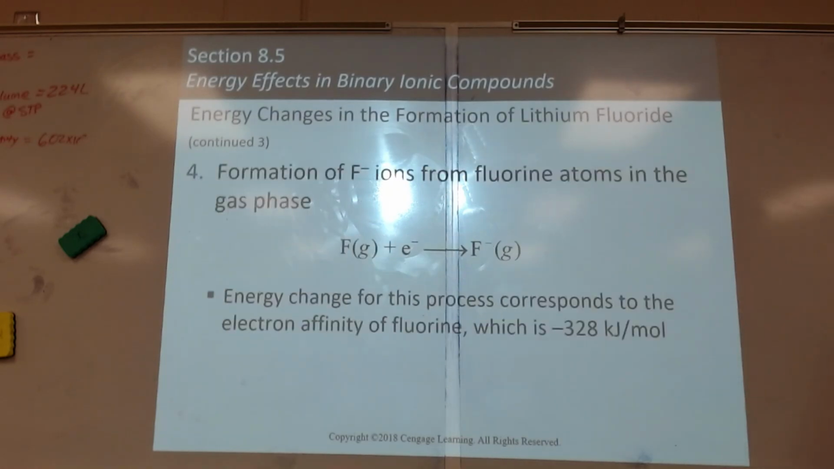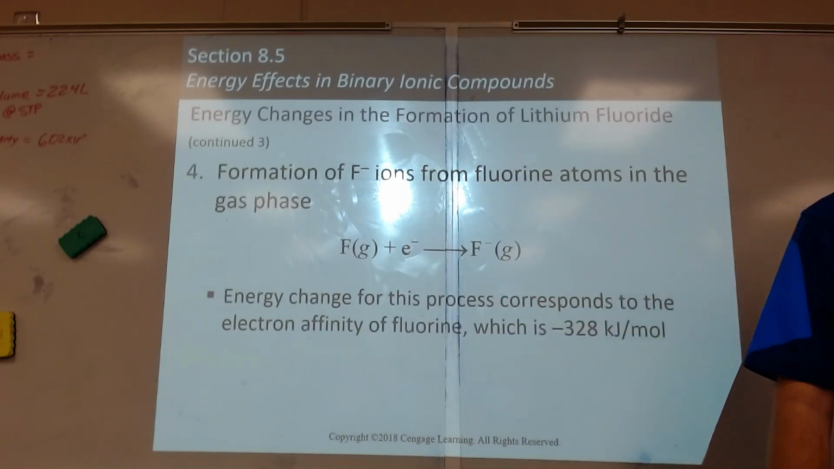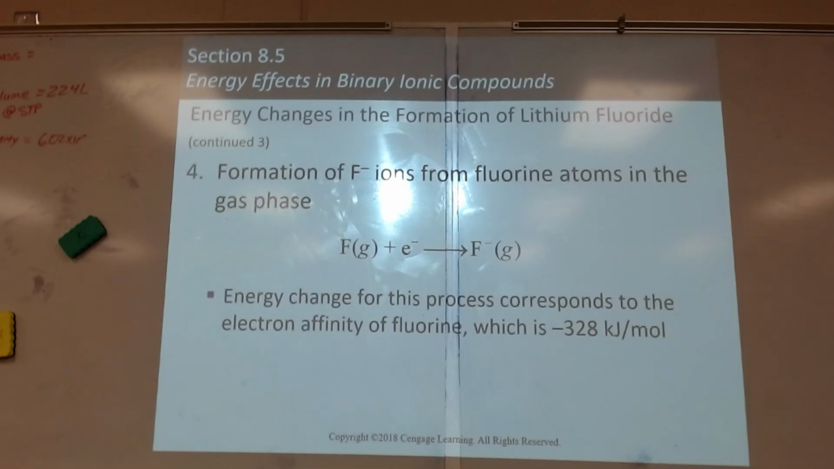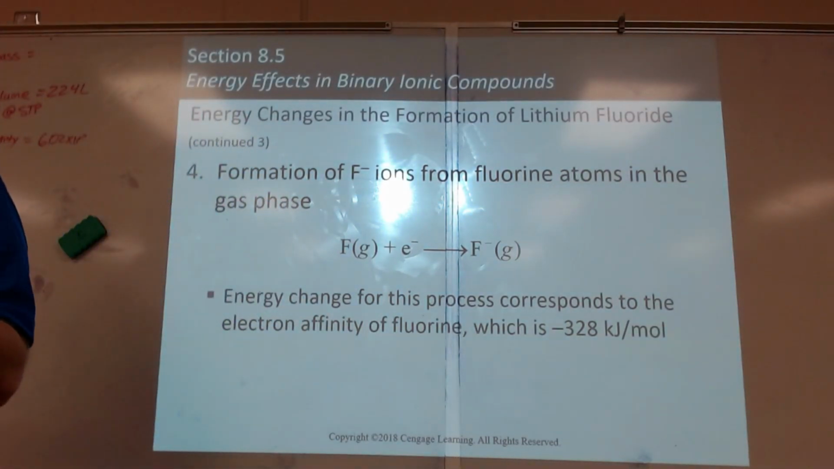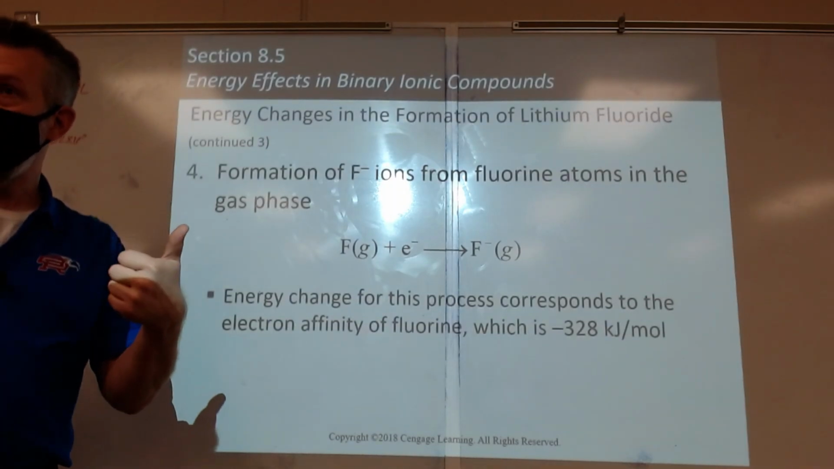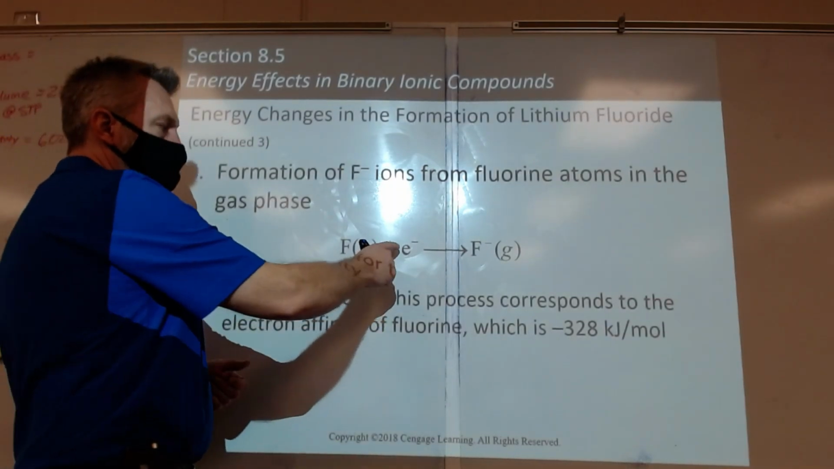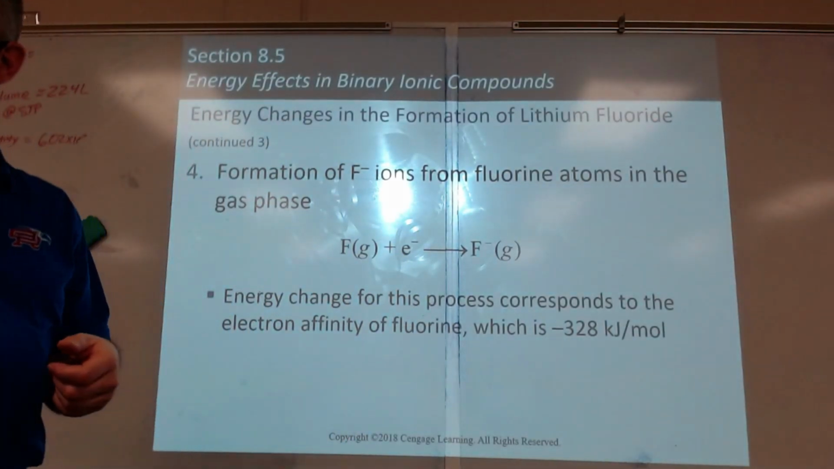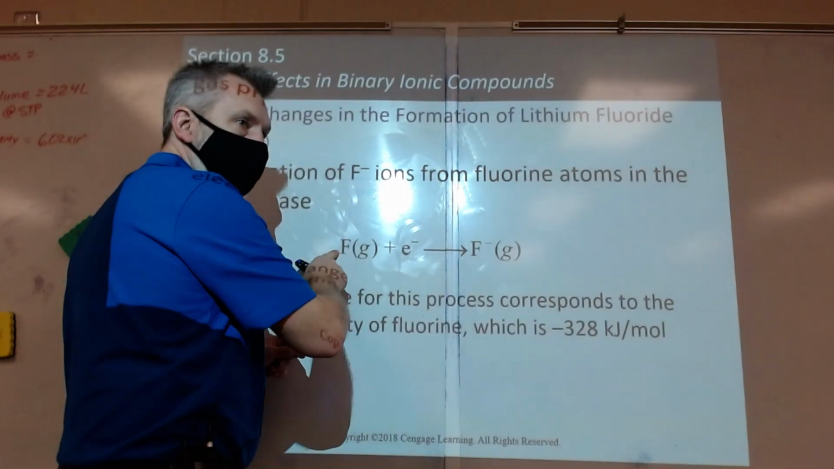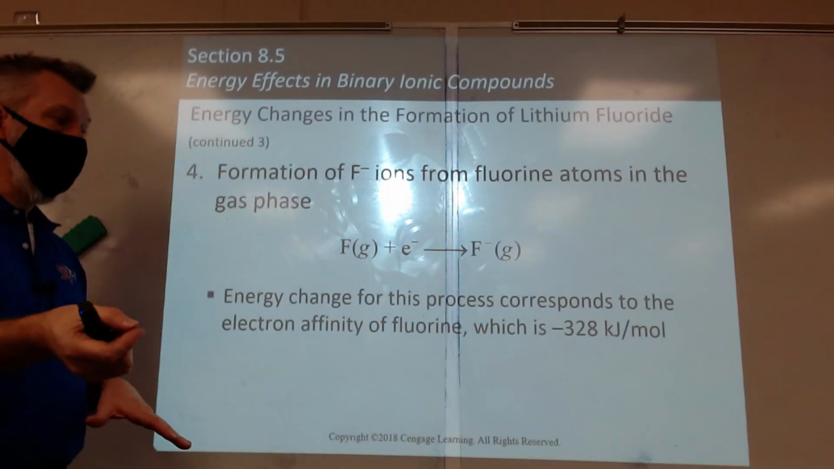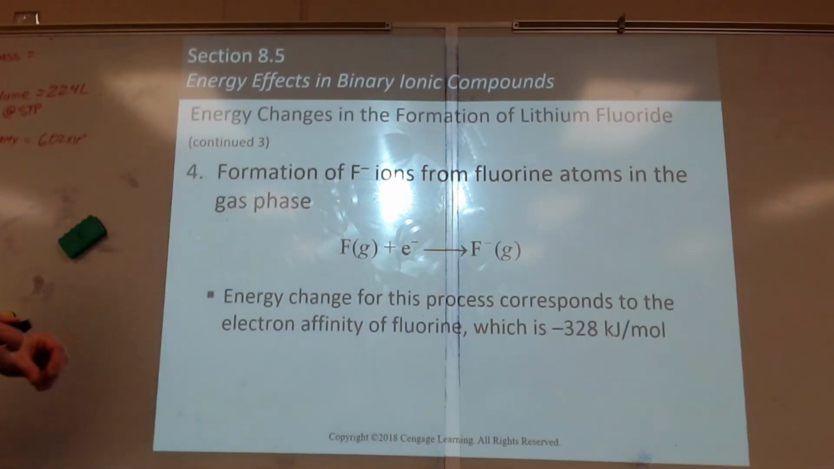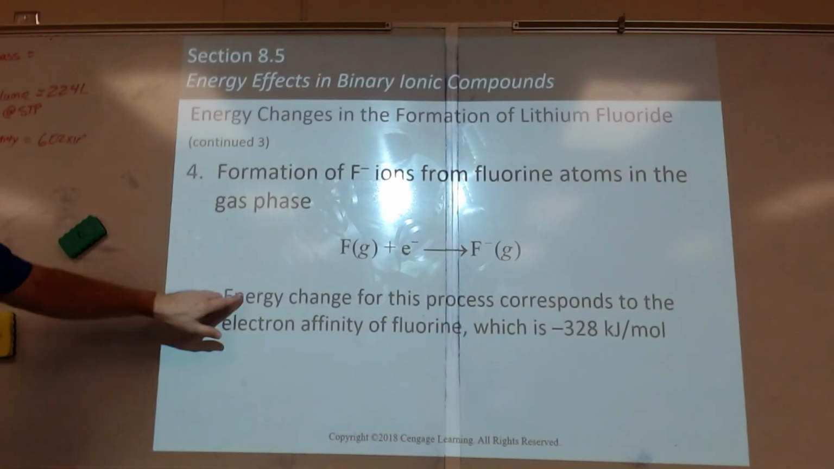Good? All right. So the F, though, by itself doesn't like that state because it only has 7 valence electrons. And how many does it want? 8. A lower energy state would be for it to have 8 electrons. It finds this electron that happened to be floating around in the universe, and it sticks. And in doing so, it achieves a lower energy state, and therefore it releases energy. Okay? So this happens to be the electron affinity for fluorine.